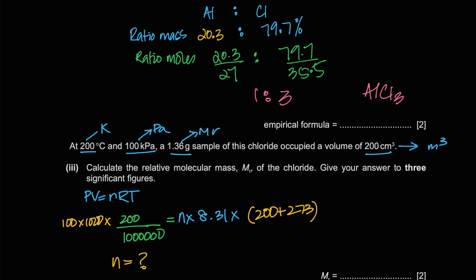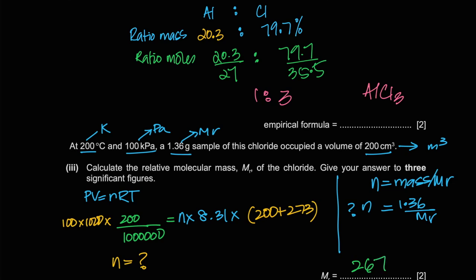Once you solve for N here, which by the way, I don't know what it was, then you plug that into number of moles is mass over Mr. And mass was given to you as 1.36, and you solve for Mr. Using these number of moles, plug them in here, solve for Mr. And the Mr would come out to somewhere close to, it has to, because that's what it is. It's 267.